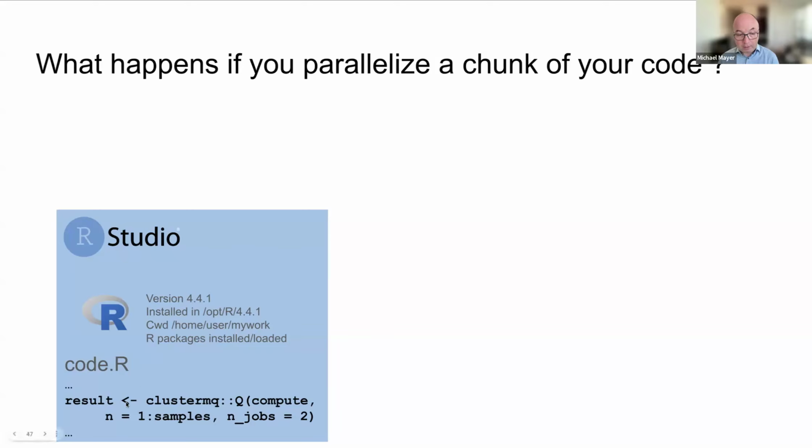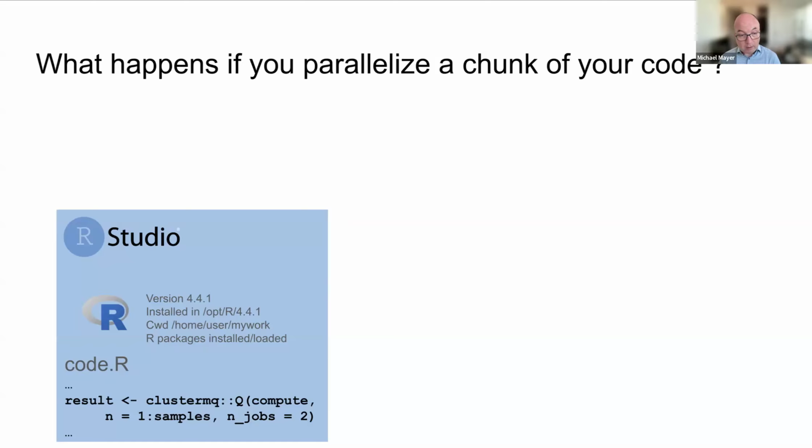Here I've got a little example that will make much more sense later. Here's a typical clustermq call that uses the so-called Q function, which will take a compute function that you wrote and calculate it against the parameter n that ranges from 1 to samples, and you want to run that in parallel on 2 separate jobs. That's what this command line is saying.